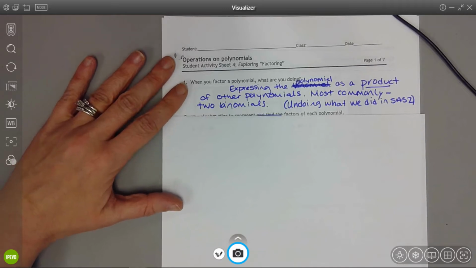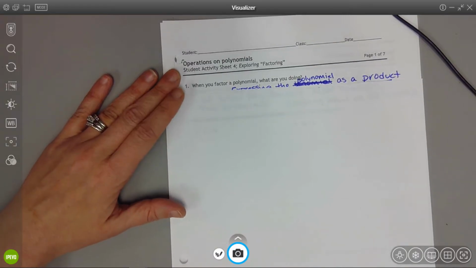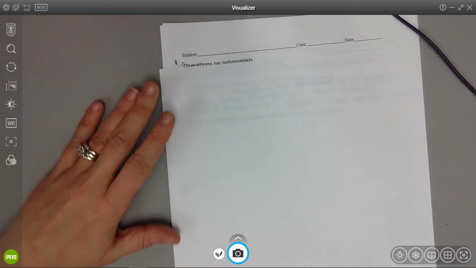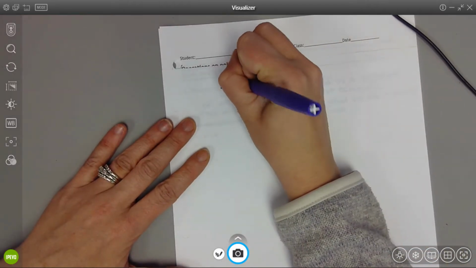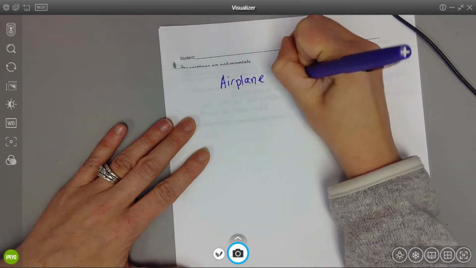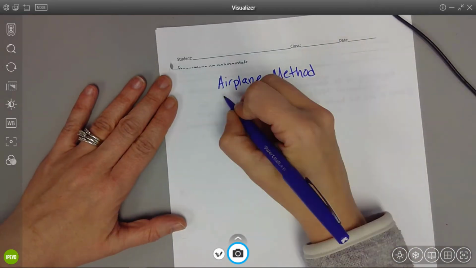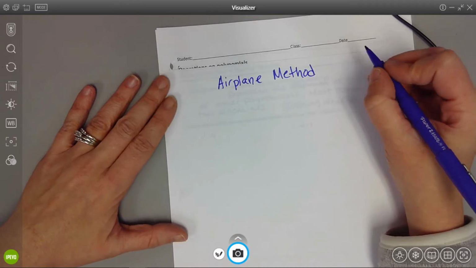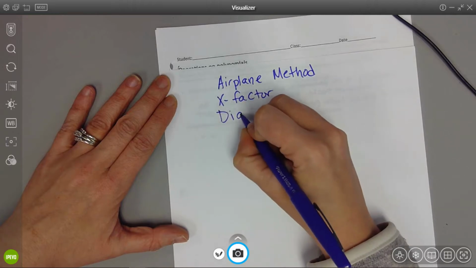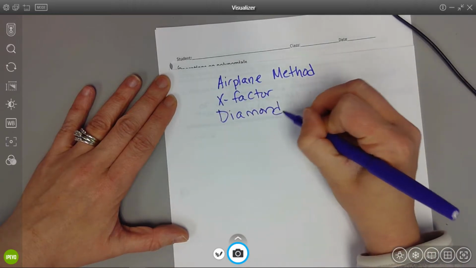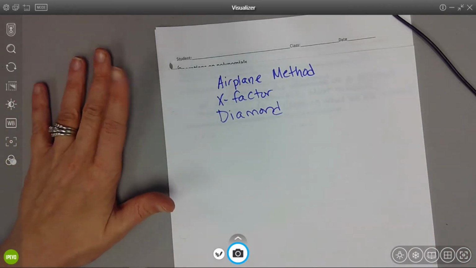Before we can get going here, we're not going to use algebra tiles for this. Instead, I'm going to teach you about factoring, and you may have seen a little bit of this from your teachers already. What I use is called the airplane method. You don't have to write this part down, but some teachers may call it the X factor. They may call it diamond problems. All of these are essentially the same exact methods. There's just a couple different variations of wording that we may say amongst ourselves.